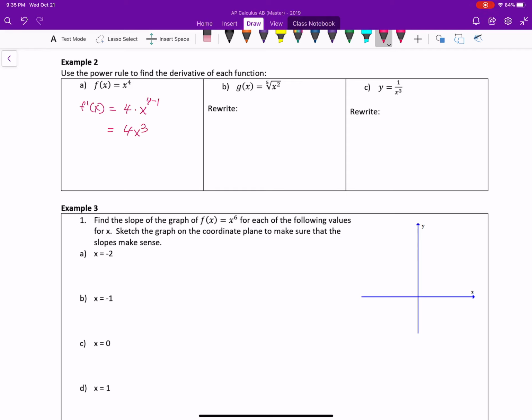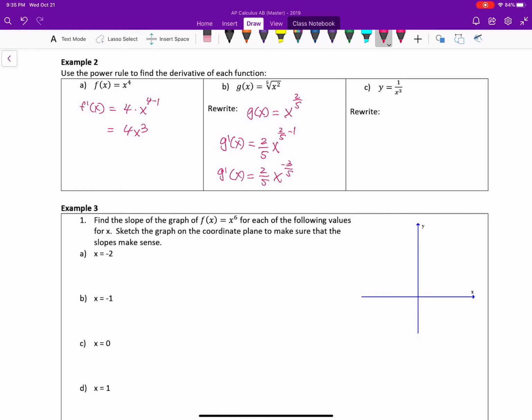For part B, the key is to rewrite it, and then you can use the power rule. So in this particular case, we get g prime of x. Oh, I'm not going to do that. I forgot to rewrite it first. It's going to be g of x is equal to x to the 2/5. And then I'm going to use the power rule to find g prime of x. You bring down the power, 2/5, x to the 2/5 minus 1. So g prime of x would then be equal to 2/5 x to the negative 3/5.